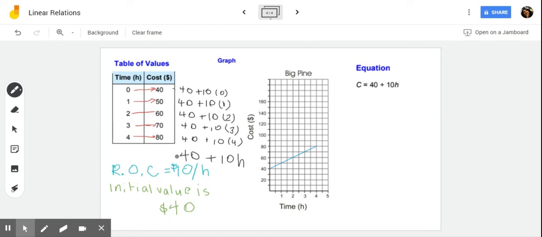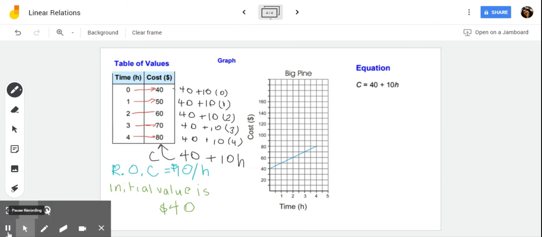All you have to do to make it an equation is tell me, what does this equal? What does 40 plus 10H equal? Well, this expression always gives us the cost. So C. So C equals 40 plus 10H. And there you go. Here's our equation right here. C, as in cost, equals $40 plus 10, which is our rate of change, times H, which is the number of hours you're using the canoe.